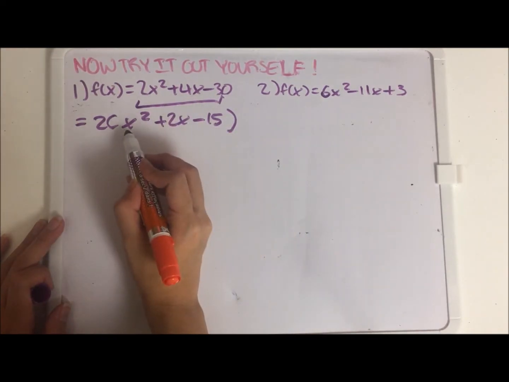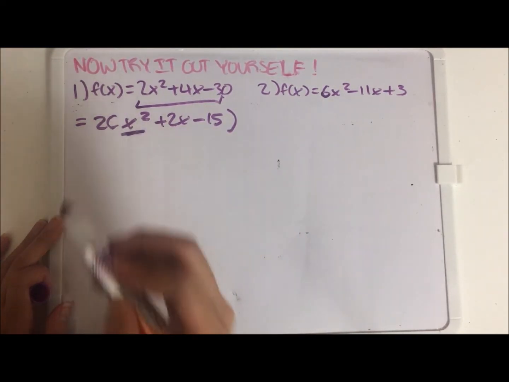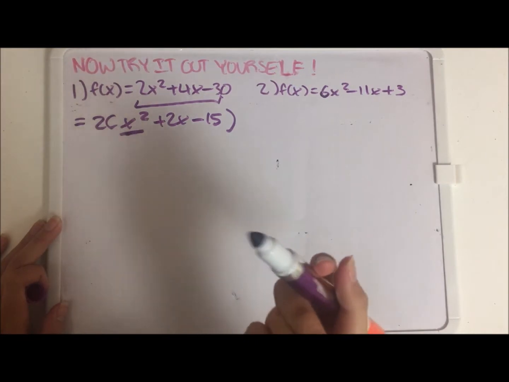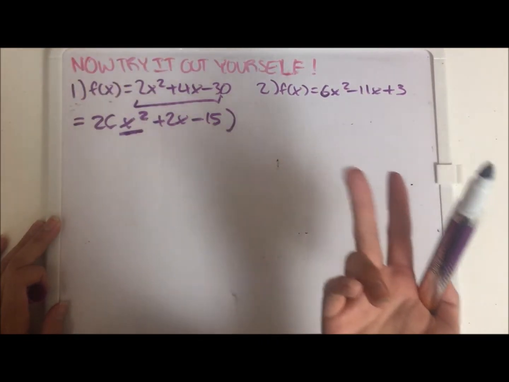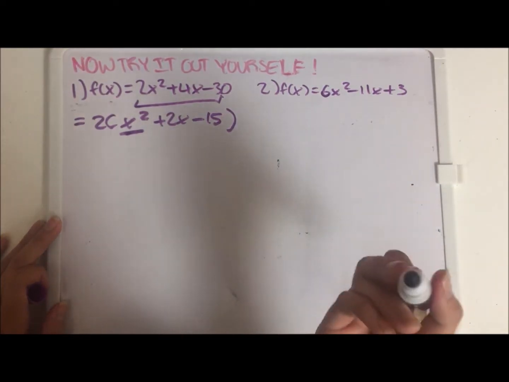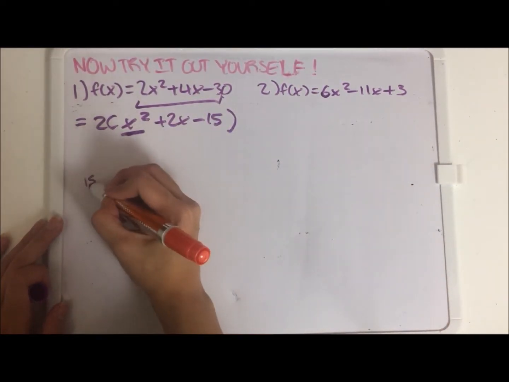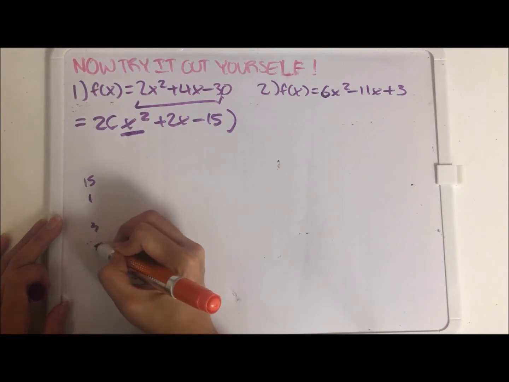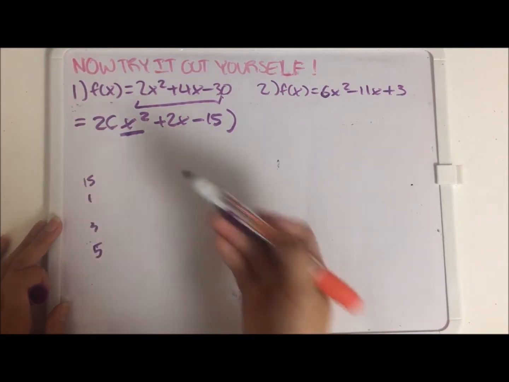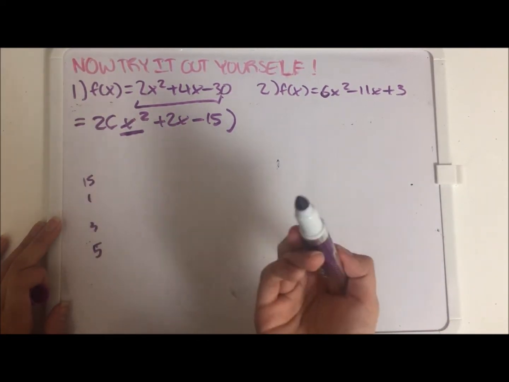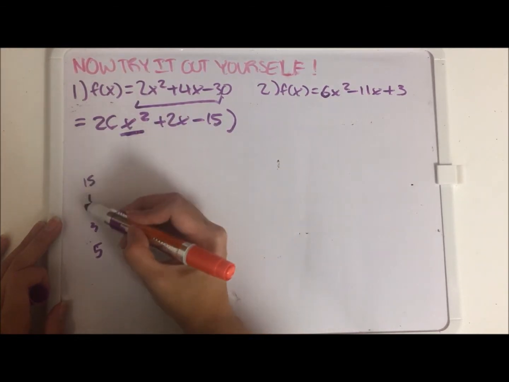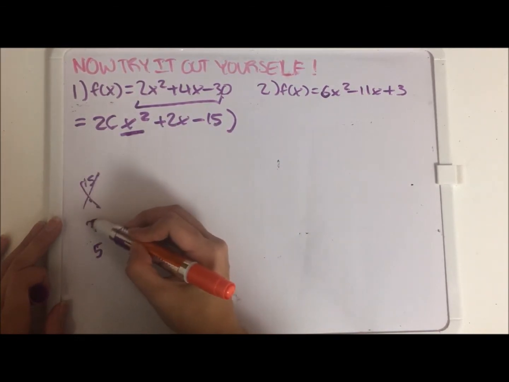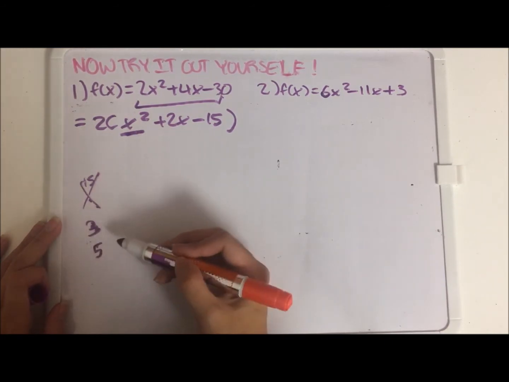Do you notice that the first term, term A, is 1, therefore you only have to find two numbers that multiply to give you negative 15 and add up to give you 2. So what are the possibilities? We have 15 and 1, and 3 and 5. Which pair is most likely to be your answer to give you 2? I don't think this is likely, so let's stick with this one because this one seems very possible.